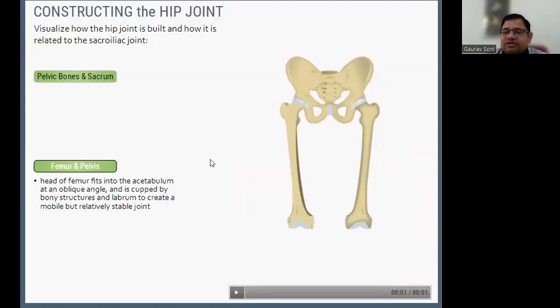तो दिस इज द स्टेबल जॉइंट. जैसे स्टेबिलिटी बढ़ता है तो मूवमेंट कम हो जाता है. Some movements are going to be restricted here.